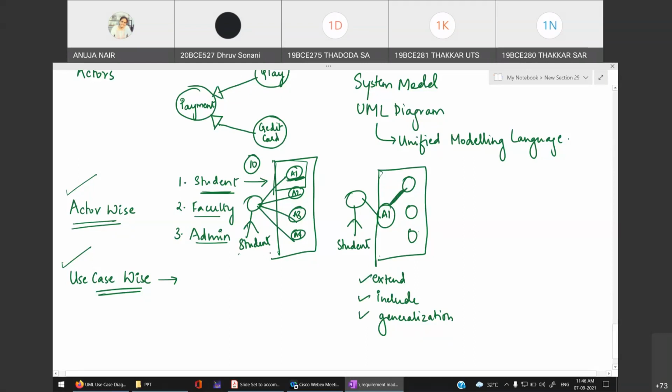So this is all actor wise. Similarly a faculty one will be made, similarly an admin one will be made. So this is the meaning of actor wise. Is it clear, Kanisha?